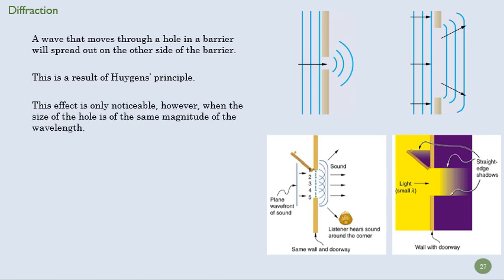Now, most of the time we don't notice that, because even if the opening is modestly big, there are enough little wavelets being created here to destructively interfere in the center, and then it looks like a straight line. So we only see this on the edges, and we particularly notice it when the size of the hole is the same magnitude as the wavelength, right? Sound wavelengths are relatively long compared to light wavelengths. Light wavelengths are super short.